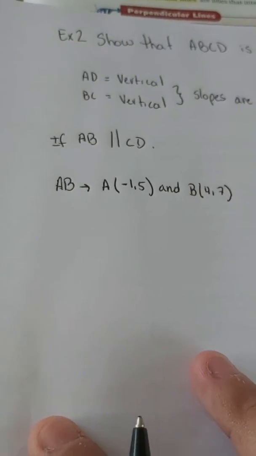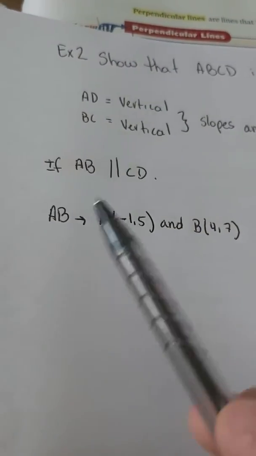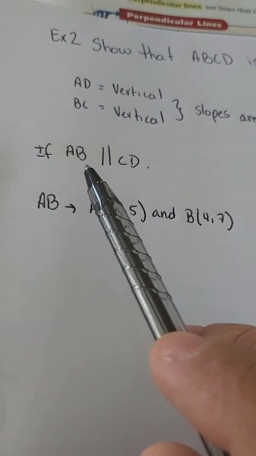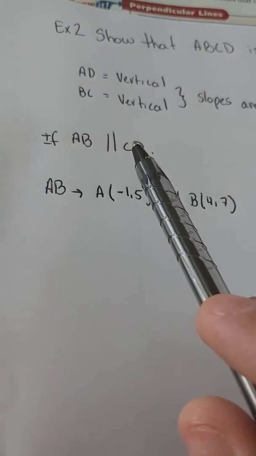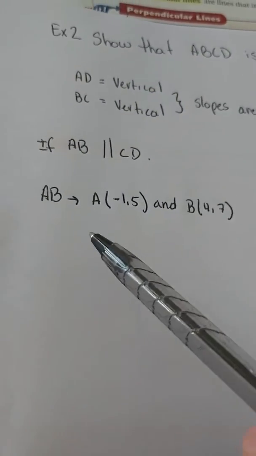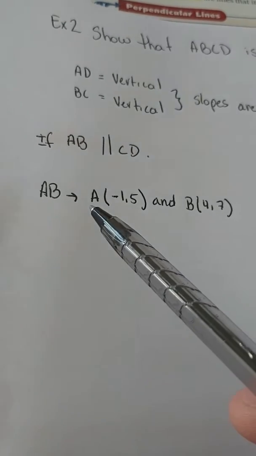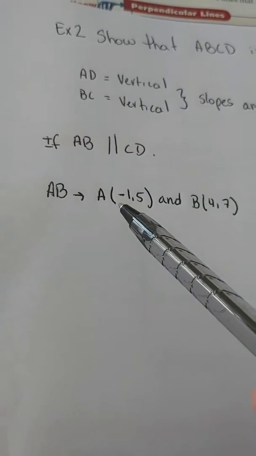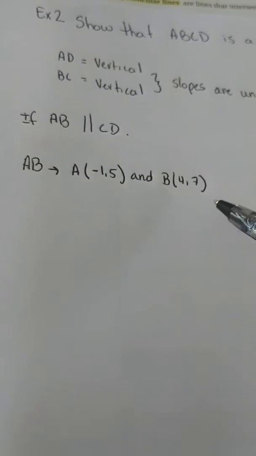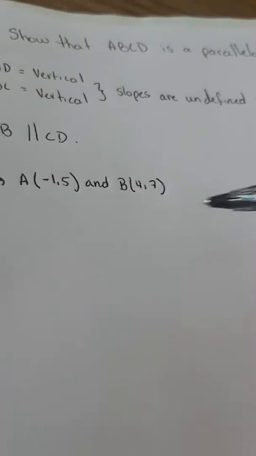Okay, sorry about that. So again, we have to prove if line segment AB was parallel to line segment CD. We have that point A is located at (-1, 5) and point B at (4, 7). So how do we find the slope?